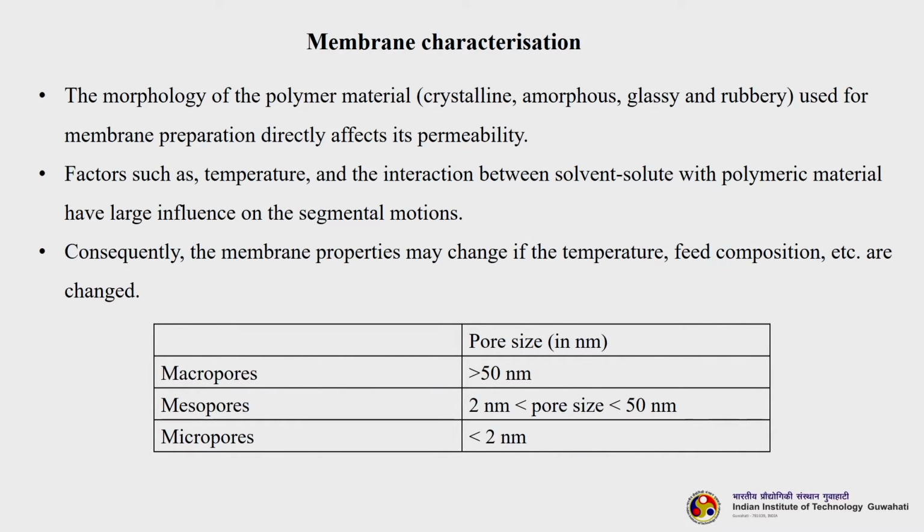Though we have discussed it many times and I have shown you in many slides, since each class is different, let us again try to understand the sizes of the pores that we are going to characterize. Macropores are greater than 50 nanometers, mesopores are 2 to 50 nanometers, and micropores are less than 2 nanometers. This is the pore size classification given by IUPAC.